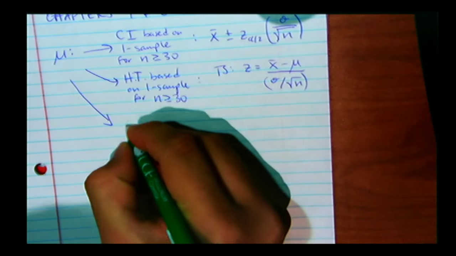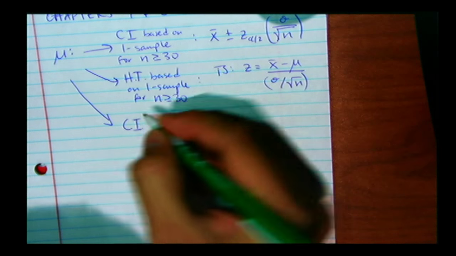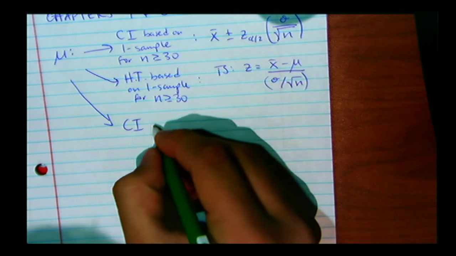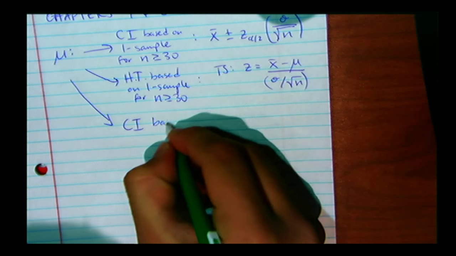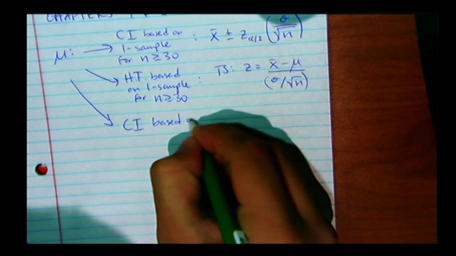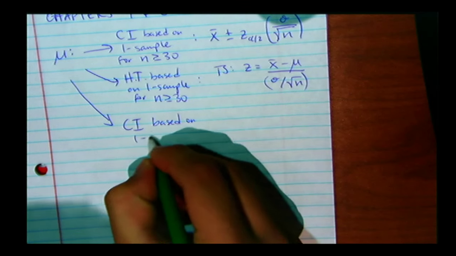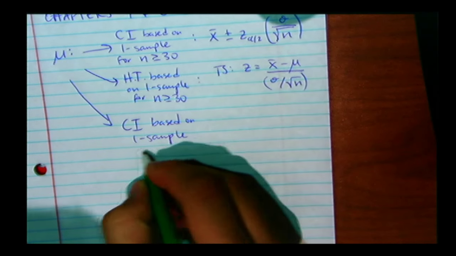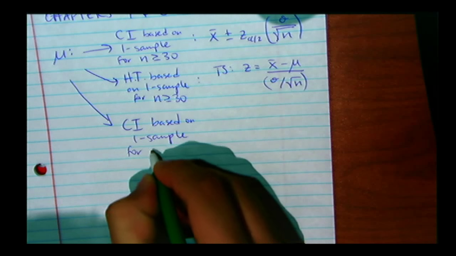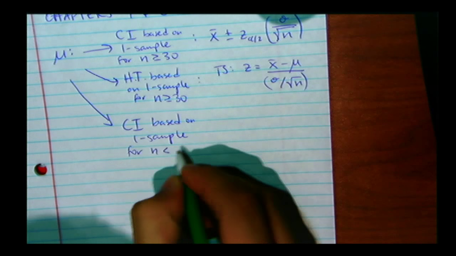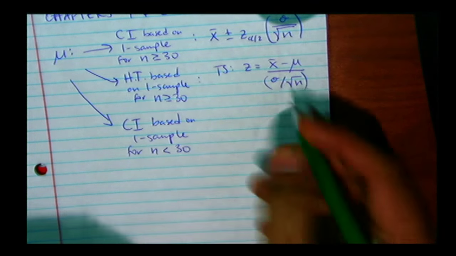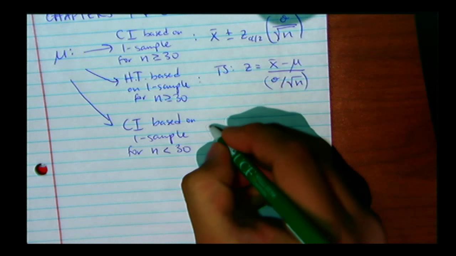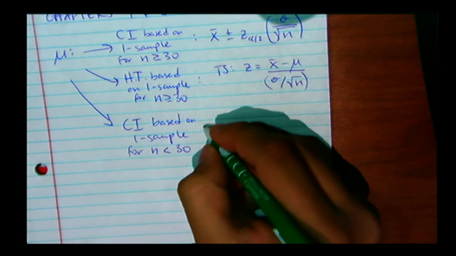Samples to deal with in the means realm. So confidence interval based on one sample for n less than 30. Your equation is going to be x bar plus minus your critical value of t with alpha divided by 2 area and degrees of freedom. I'll get to that again in a second. Times s divided by the square root of n.